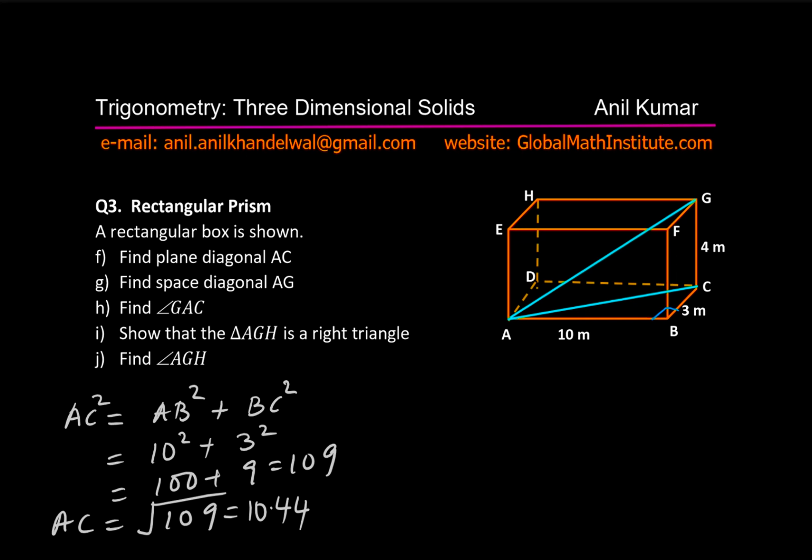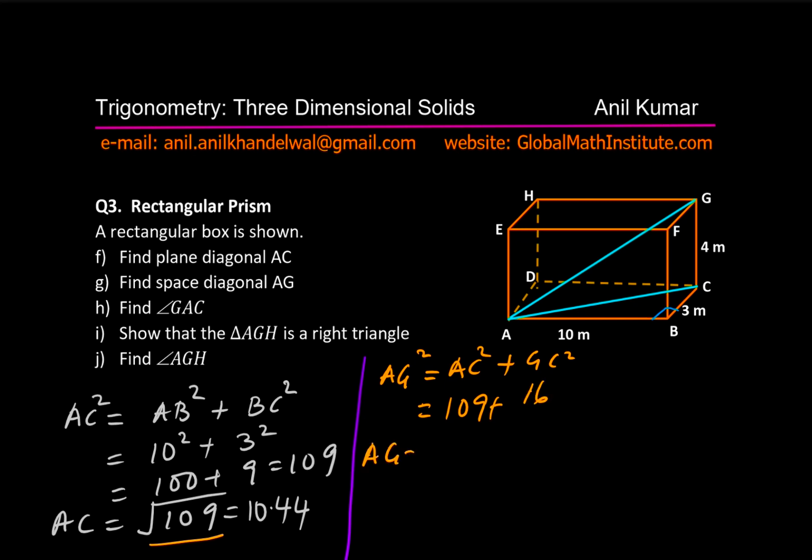The second one is find space diagonal AG. So this AG, which is marked, we need to figure this out. So AG is, again, the Pythagorean theorem. AG squared will be equal to AC squared plus GC squared. Now AC squared is 109, we'll just square this number, and GC squared is 16, right? So AG will be the square root of 109 plus 16.